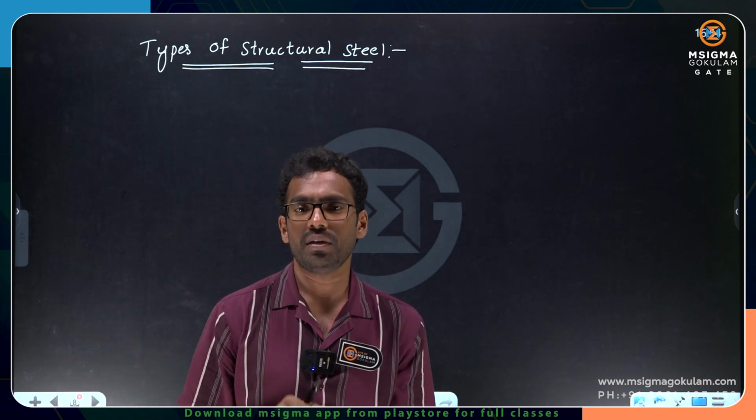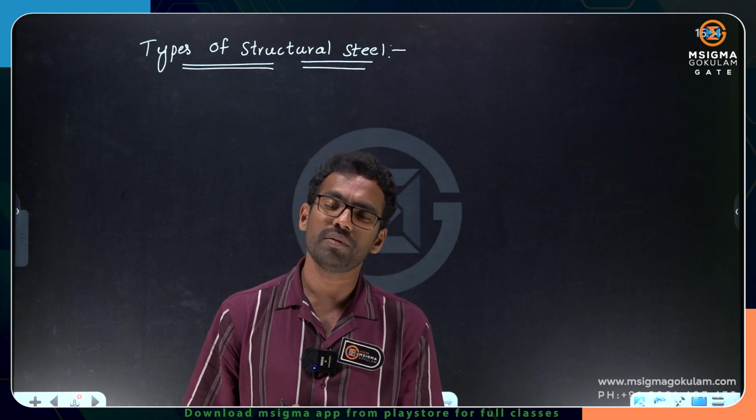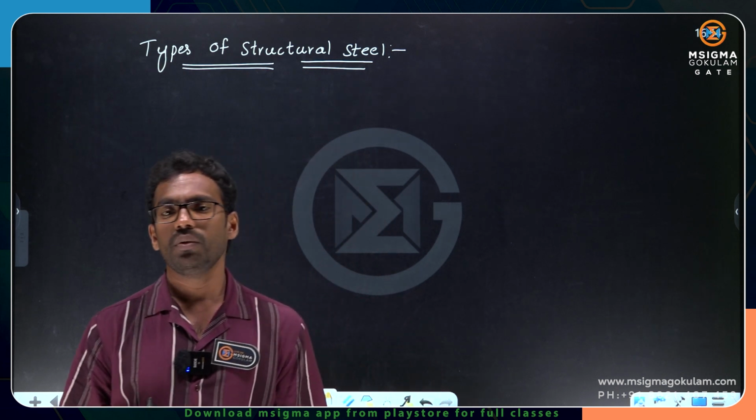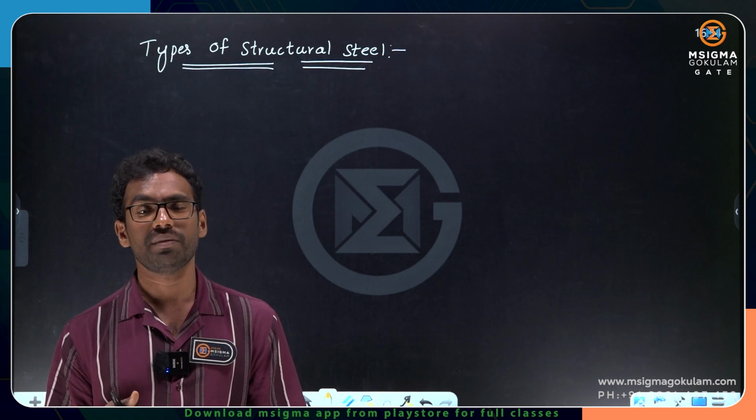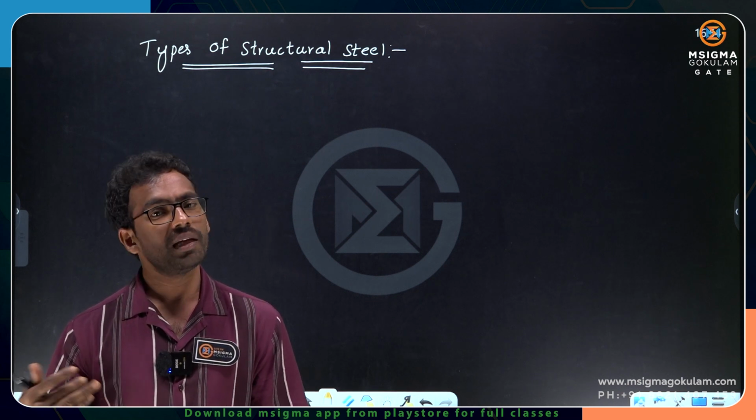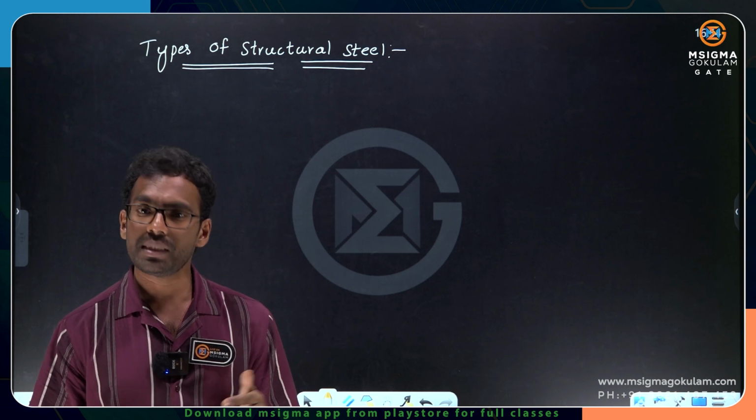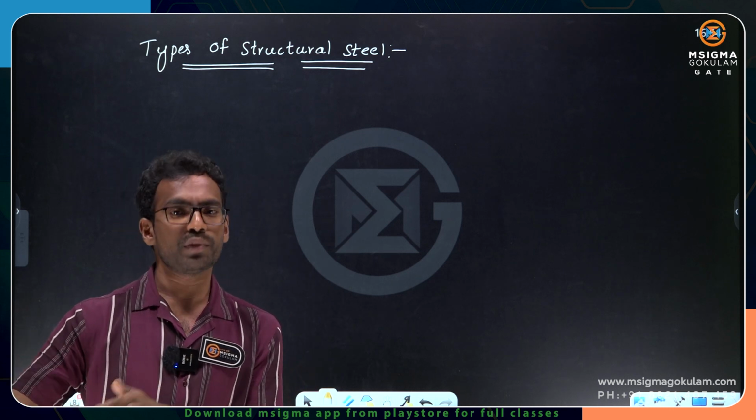For the construction of reinforced cement concrete structures, we have different grades of steel we can use. One is mild steel, another one is HYSD steel. We have grades in HYSD, that is FE 415, FE 500, FE 550, etc. This is how we can classify the reinforcing steel.